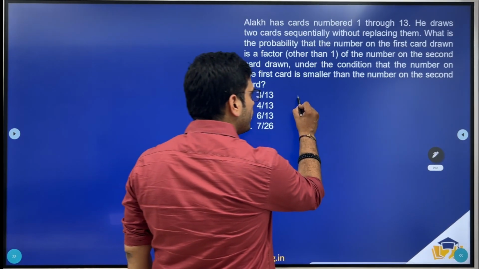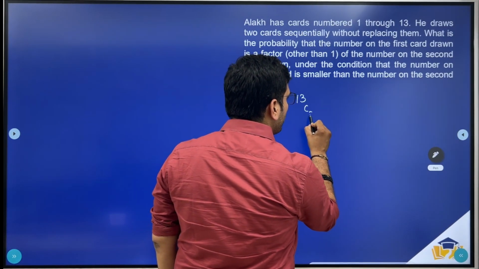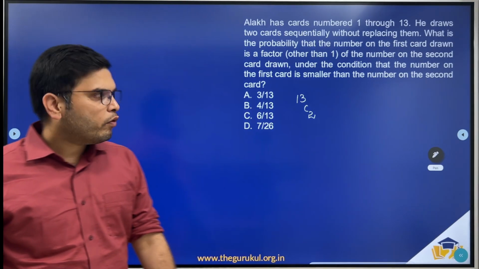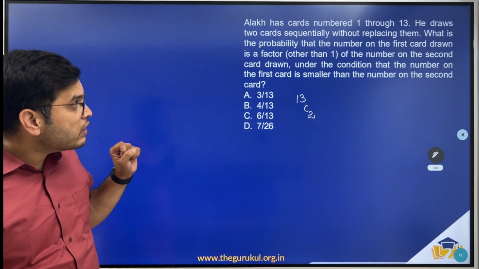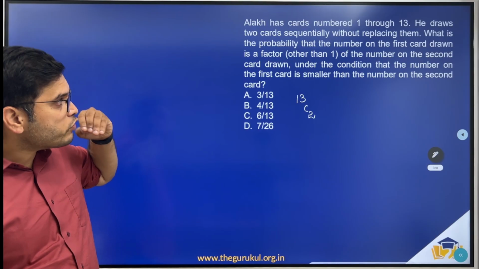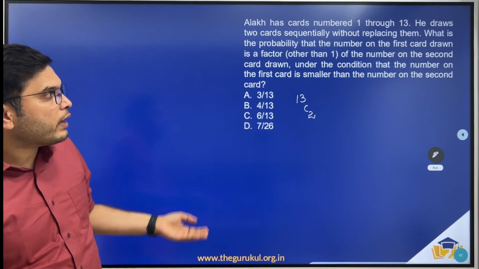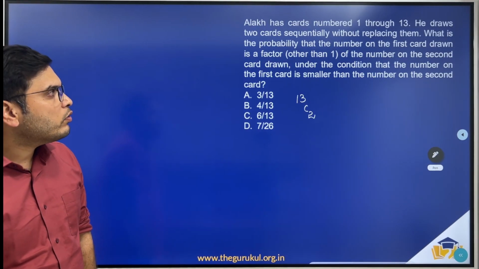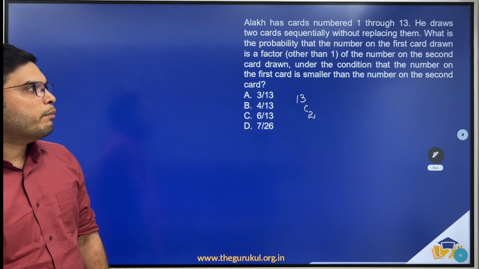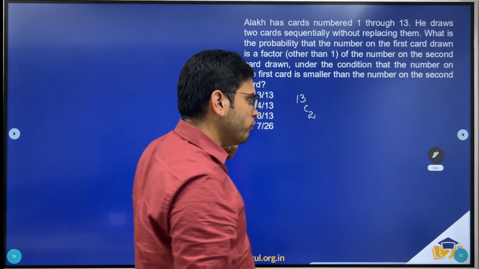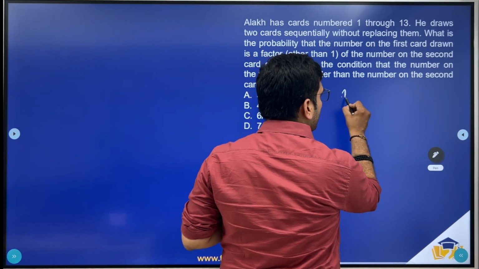So from 13, you should be picking two cards. So the total ways would be 13C2. But it is also given that we should be finding the value under the condition that the number on the first card is smaller than the number on the second card. Now out of 13C2, now let those cards be cards 1 and 2.